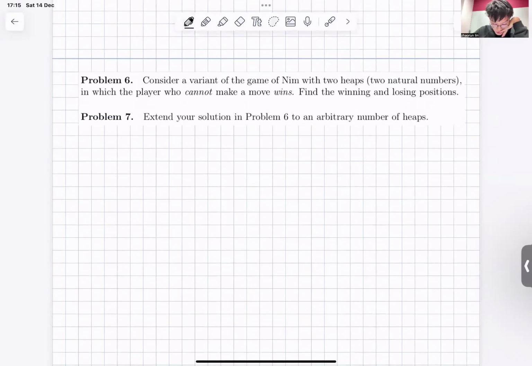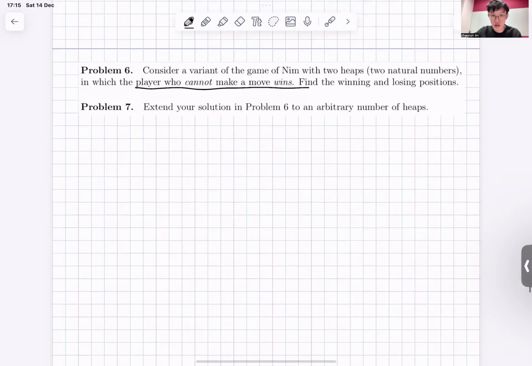Problem 6. We will consider a variant of the game of NIM with 2 heaps, in which the player who cannot make a move wins. We want to find the winning and losing positions. It is actually the same question that is covered in week 2, I think. So it is the Misère NIM game. You can search it. It's a Misère NIM game.